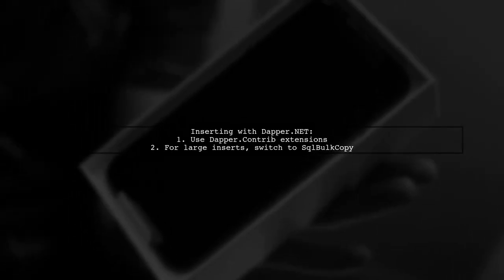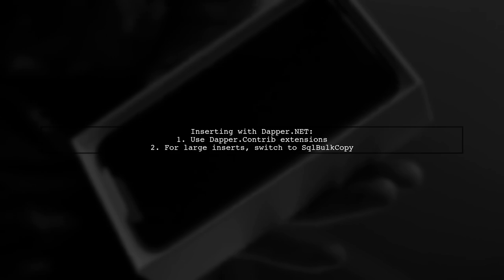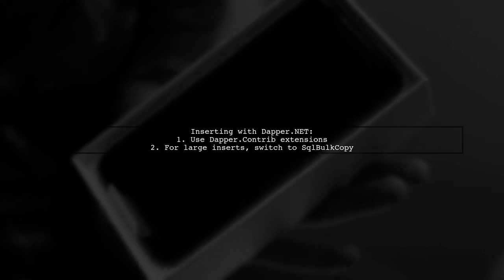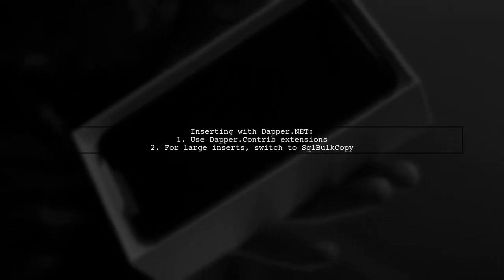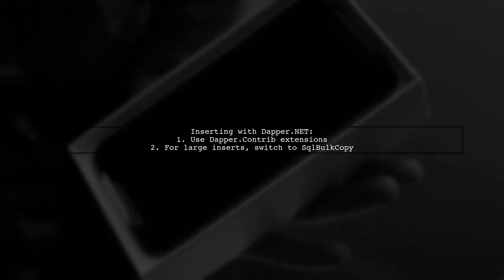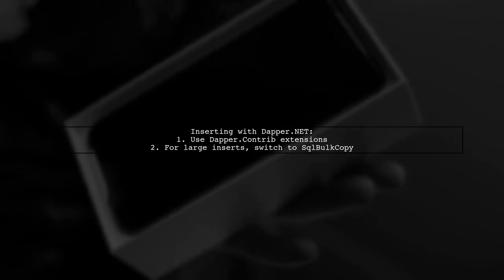To insert a list using Dapper.NET in C#, you can utilize the Dapper.Contrib extensions for simplicity. This method works well for a few hundred records, but for larger datasets, consider using SQL bulk copy. Make sure your entities are named according to Dapper's expectations and have a primary key. You can also add annotations for the table name and key if needed.